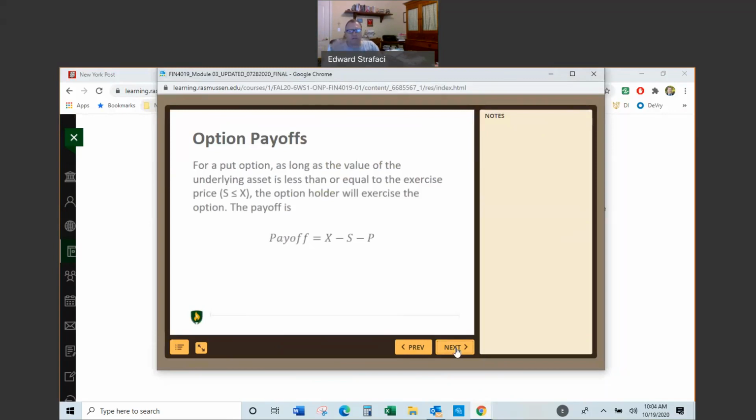Options go 3 months, 6 months, 9 months. They go out as much as 2 years, and you can even customize options if you work with the big banks, if you have a big enough position. But generally speaking, the listed option market goes out 3, 6, and 9 months.